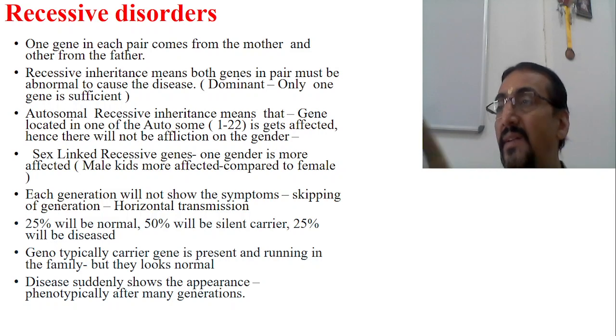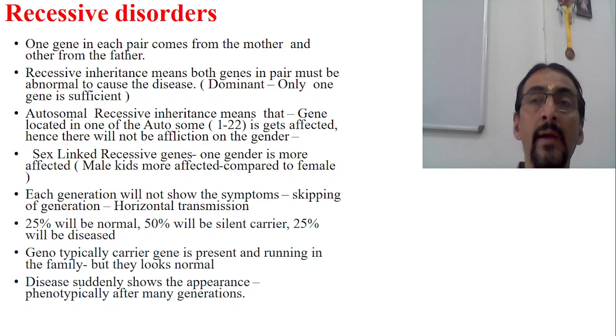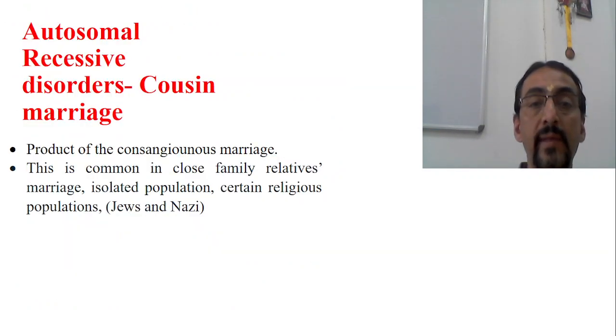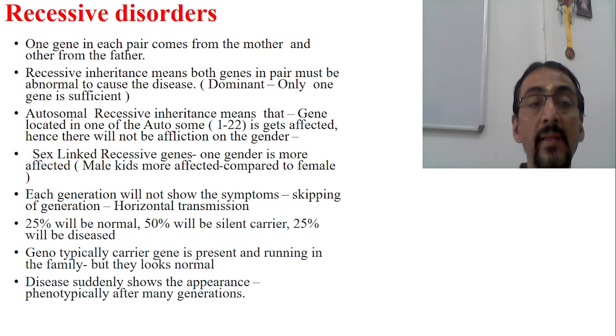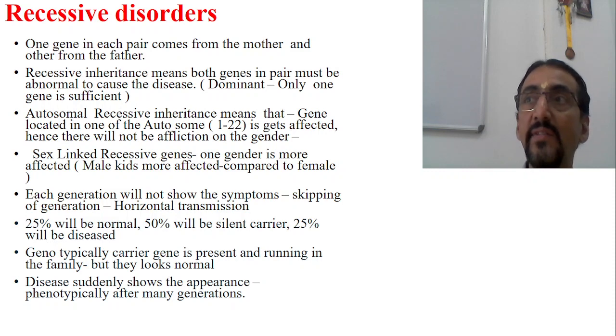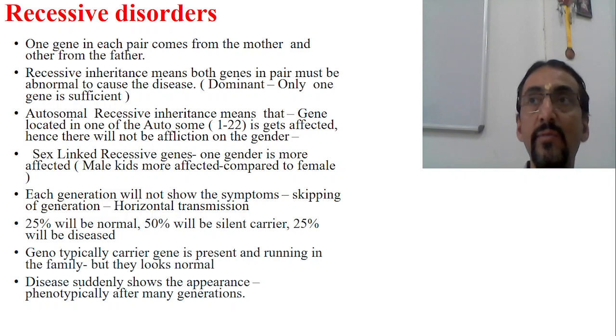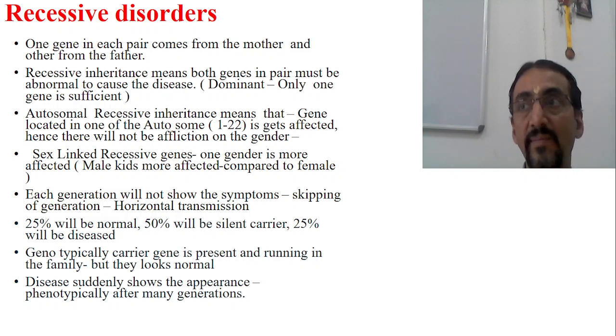Okay, so these are some of the basic things. Now we shall see in detail. Now, another important thing is in the autosomal dominant disorders, we have seen that it will not skip the generation. In each and every generation, there is a disease, isn't it? There is no skipping of the generation. Therefore, we call it vertical transmission.